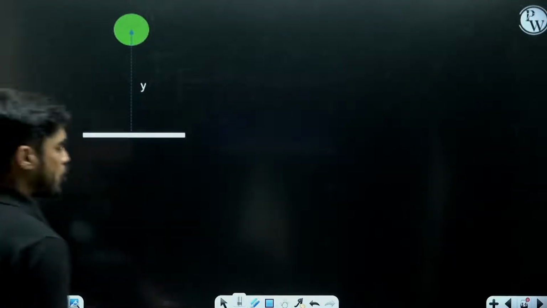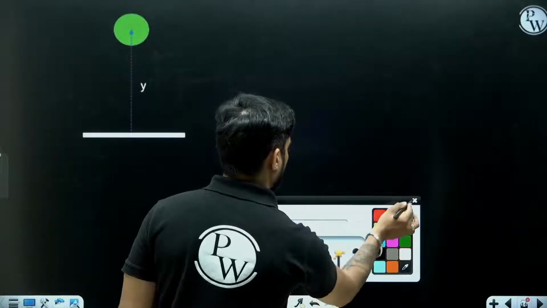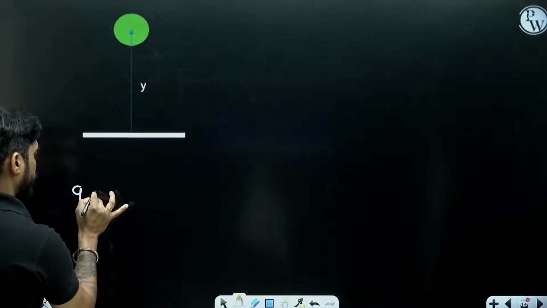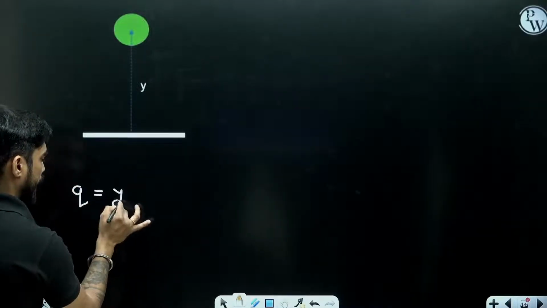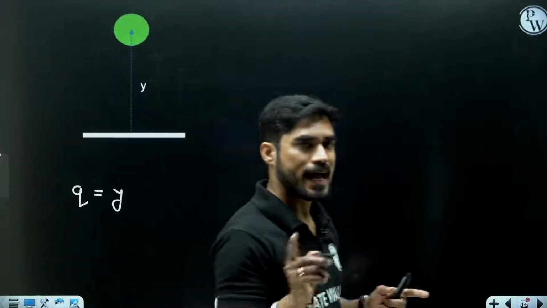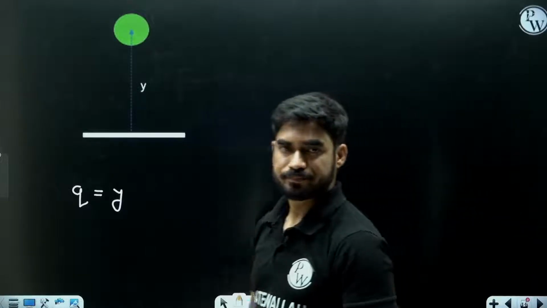So here it is obvious. The motion is taking place in the y direction, so your generalized coordinate is y. You will write the kinetic energy as well as potential energy in terms of y.